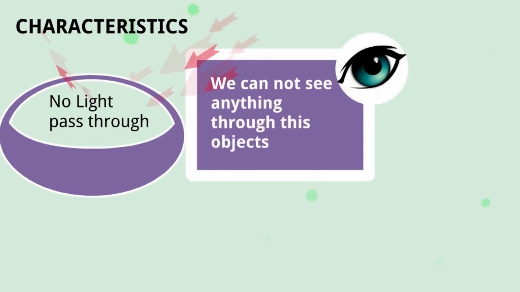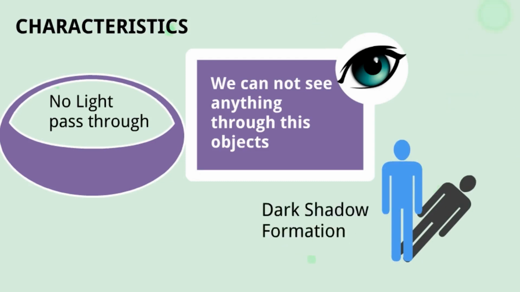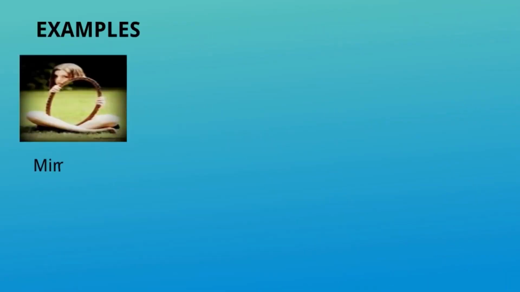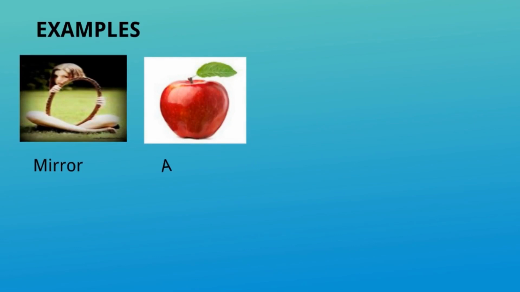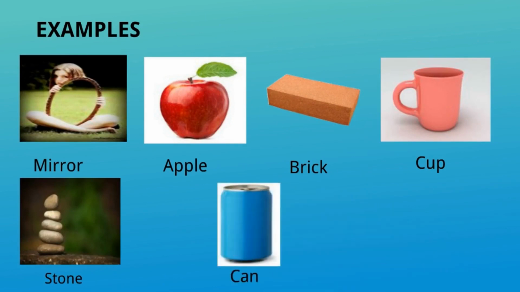We cannot see anything through these objects. And shadow: since the light will be obstructed completely, dark shadow will be formed. Examples: mirror, apple, brick, cup, stone, can. Look at this example for better understanding.